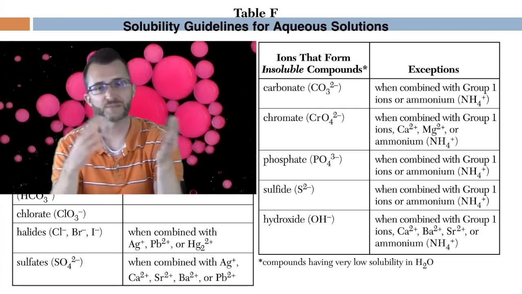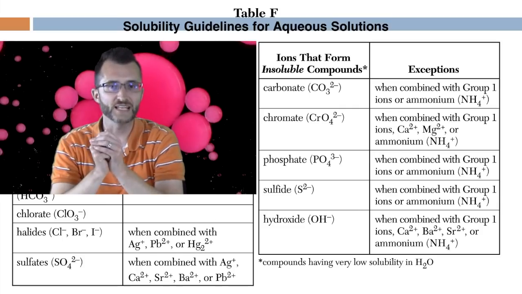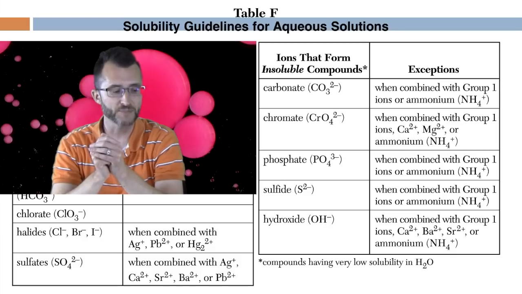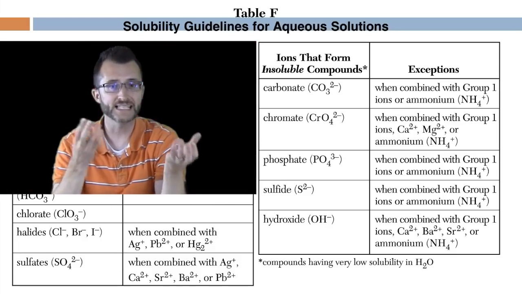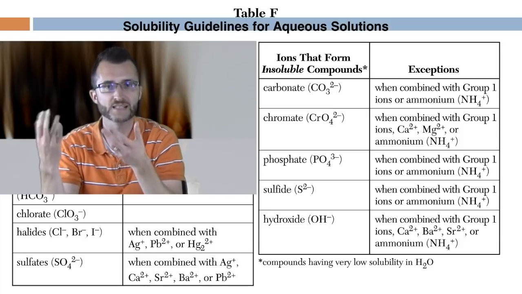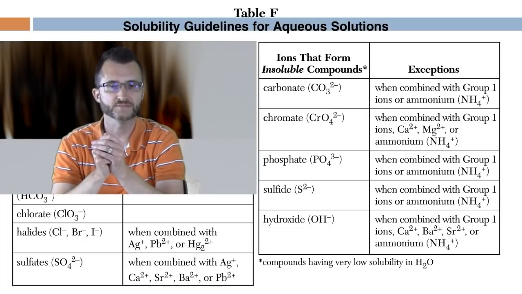But then again, there are exceptions to these rules. So label in the far right column where it says exceptions as AQ in parentheses. Because if we're an exception to being insoluble, we must be soluble instead.